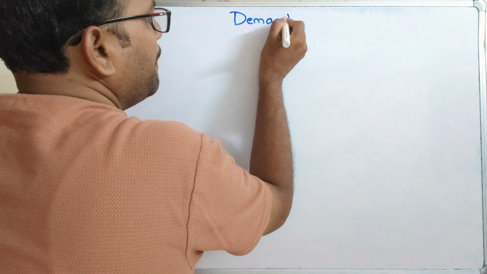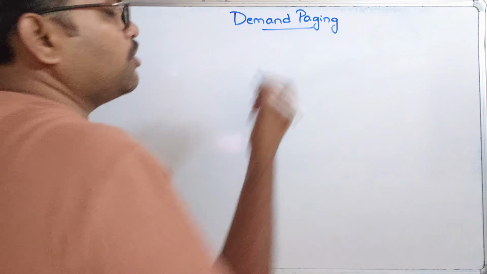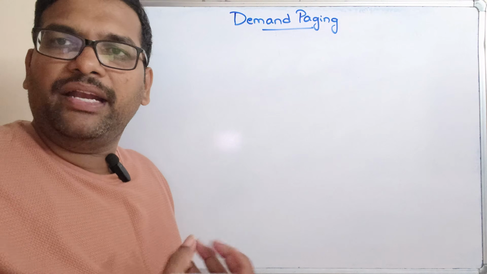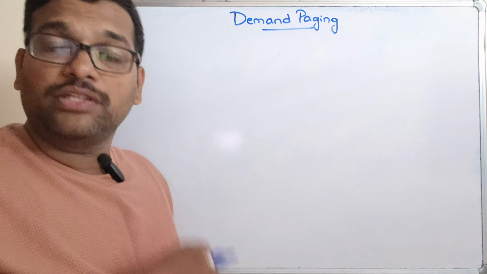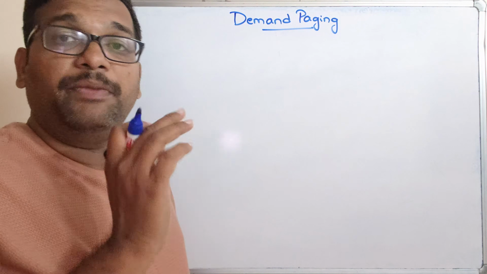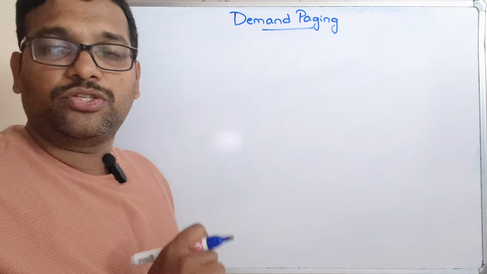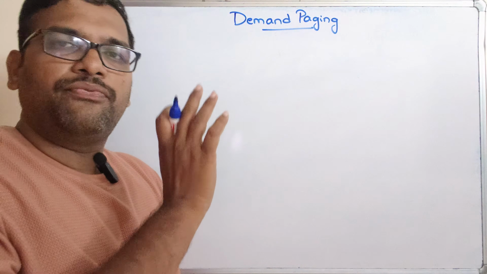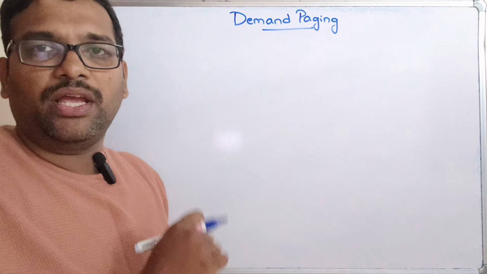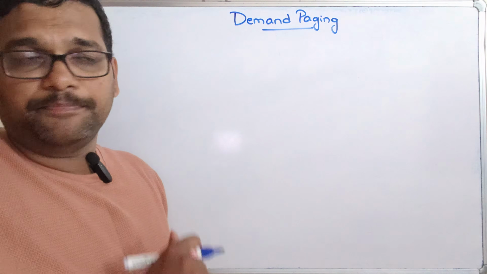So demand paging. We know about the paging concept. The primary memory will be divided into frames, and the logical memory will be divided into pages. The CPU will be executing only the process which is available in the main memory. So the pages of logical memory will be loaded into the frames of primary memory, and that is the conversion of logical address to physical address that we have seen.